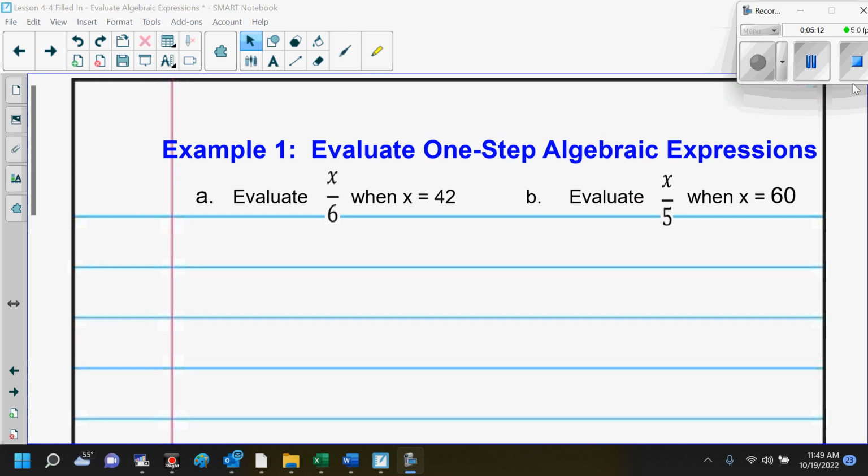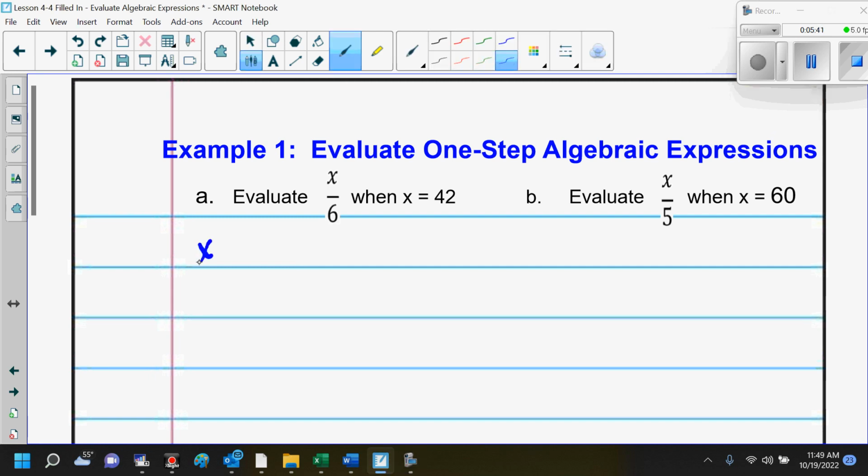Example 1, we're going to evaluate one-step algebraic expressions. Example A says evaluate x over 6. What does this fraction bar mean? Division. Very good. You're going to write evaluate. Always write your original problem. So you're going to write x over 6, x divided by 6.